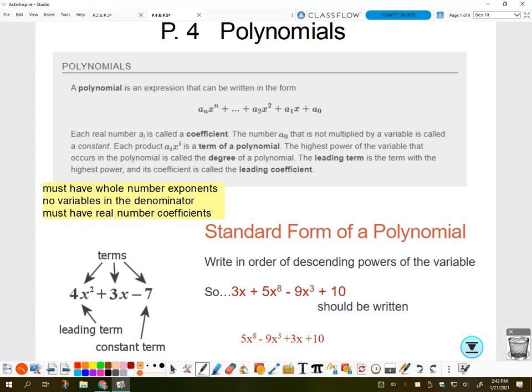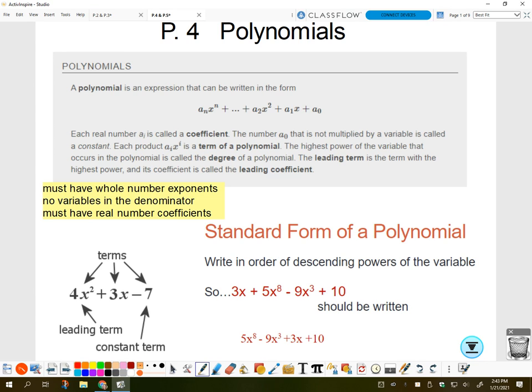All right, so standard form, I just said that. What that means is that you have descending powers. Your exponents are in descending order, biggest to smallest. So if I want it in standard form, I should write it like this, so that the biggest exponent comes first, and then you follow suit until you get down to the constant.